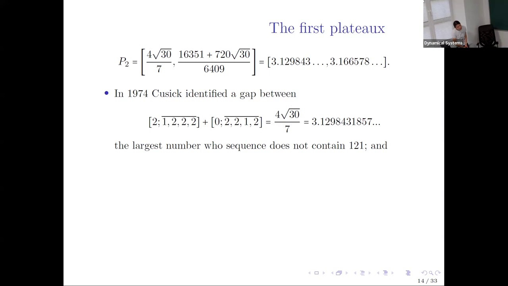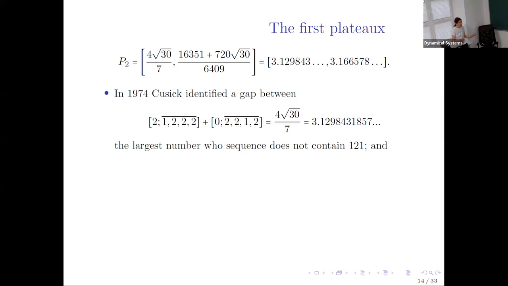So this is the starting point. Basically, you need to start somewhere. The guess would be that you need to exclude something, if you want to look for any reasonable description of Markov spectra, and this is how the sets in Markov spectra are usually defined. So he started by looking at all possible sequences which do not contain a subsequence of one to one.